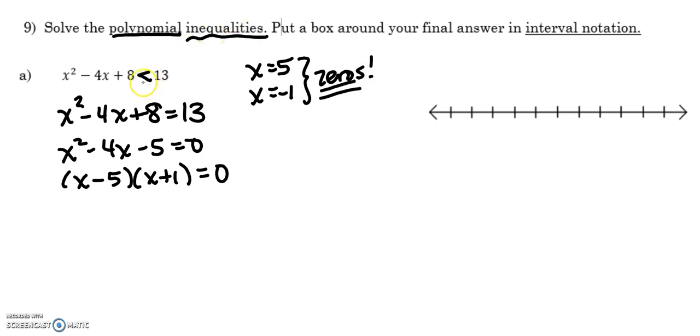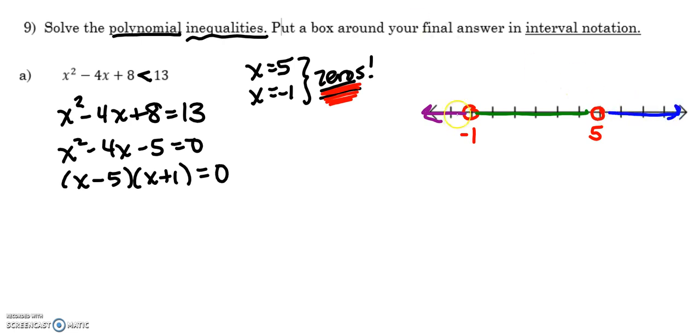Well, am I allowed to be equal to 13, or do I need to be less than? I need to be just less than. So thinking about less than, I can't touch negative 1. We'll put negative 1 right here. 0, 1, 2, 3, 4, 5. I also can't touch 5. Okay, so those are my zeros. They're open circles because this is strictly less than, not greater than. All right, so then I'm going to think about my different intervals. So I have this interval, I have this interval, and I have this interval.